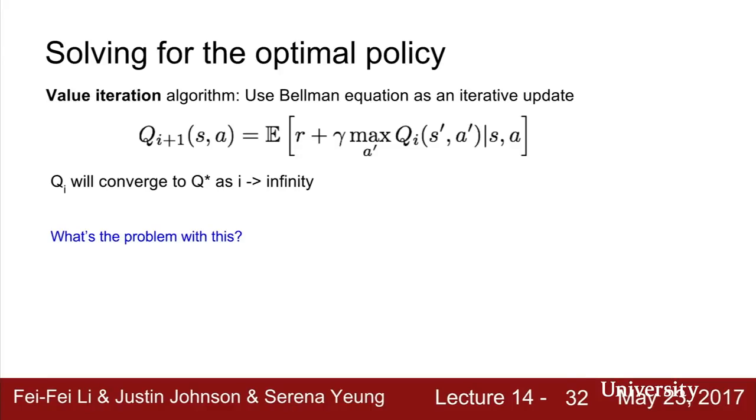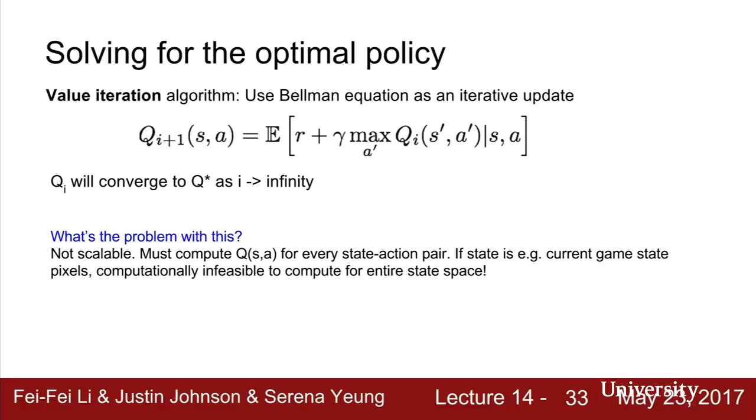This works well, but what's the problem with it? An important problem is that this is not scalable. We have to compute Q(s,a) for every state-action pair in order to make our iterative updates. This is a problem if, for example, we look at the state of an Atari game we had earlier: it's your screen of pixels. This is a huge state space, and it's computationally infeasible to compute this for the entire state space.